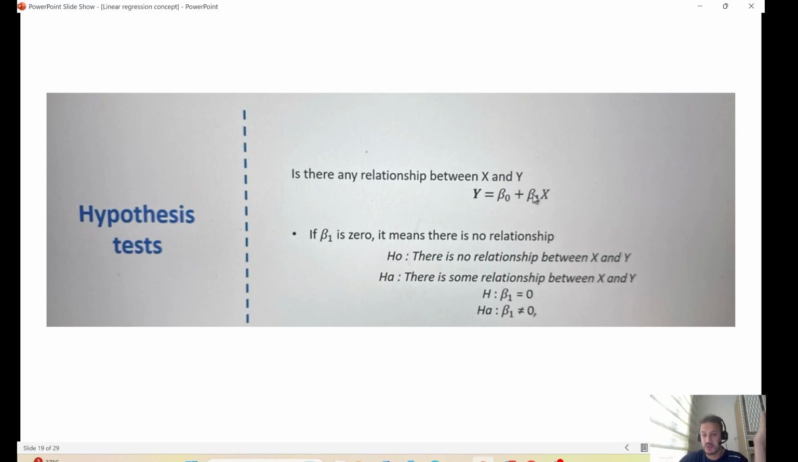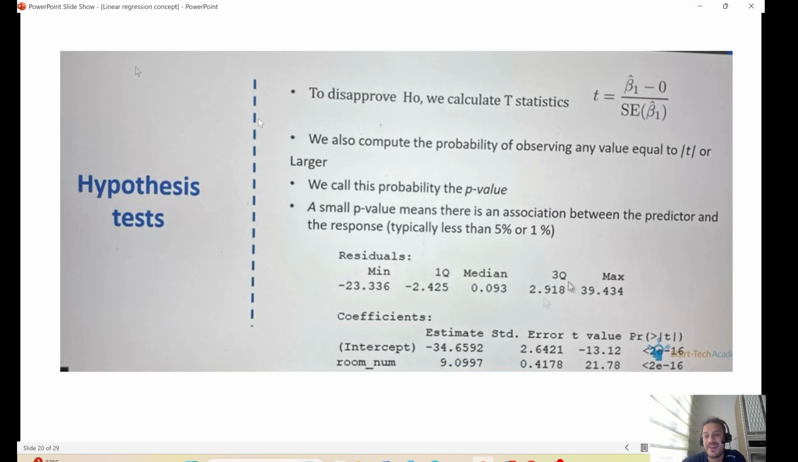But we need to disprove that. And to disprove that, we calculate the t statistic. We need to show that beta 1 is not equal to 0. So t equals beta 1 minus 0 divided by the standard error. That's why you will see the t-value when you run your code. That's what we're looking for.